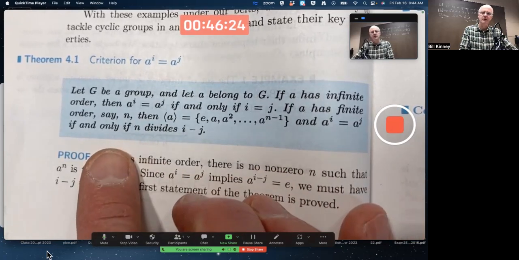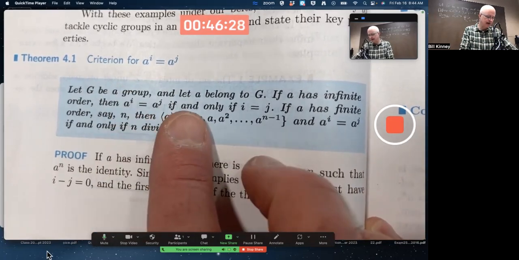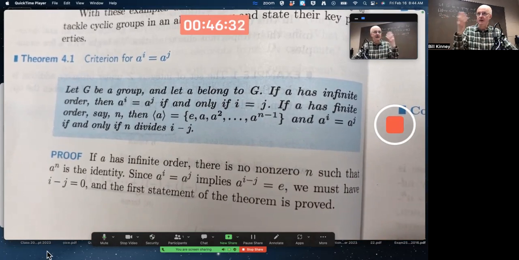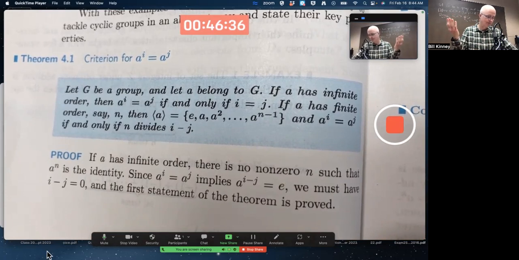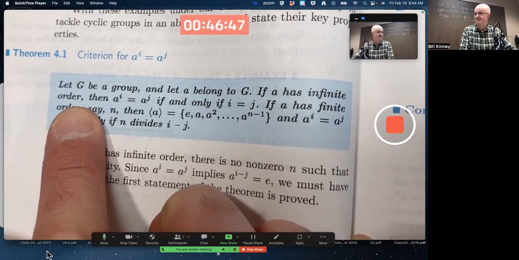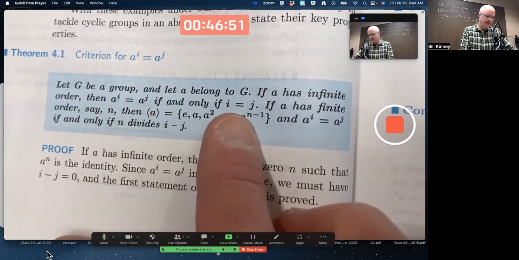Let G be a group. This is the criterion for A to the I to equal A to the J. Let G be a group and let A belong to G. This is abstract. G is not equal to Z necessarily, or Zn. And in fact, it's not necessarily cyclic. They don't say G is cyclic. If A has infinite order as an element, then A to the I equals A to the J if and only if I equals J.